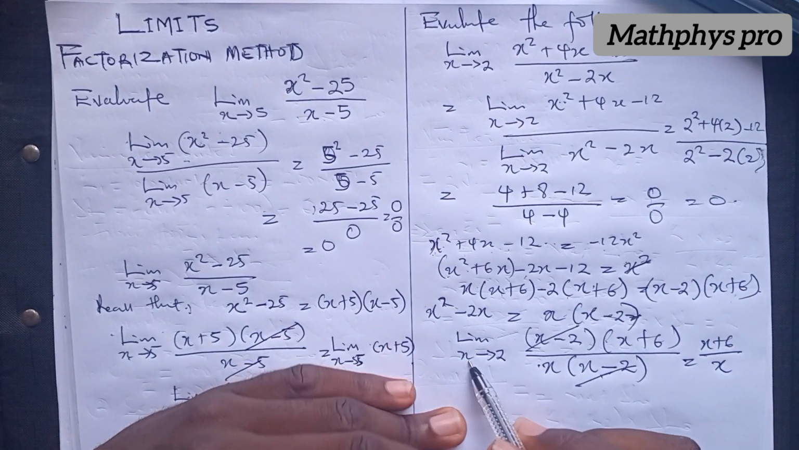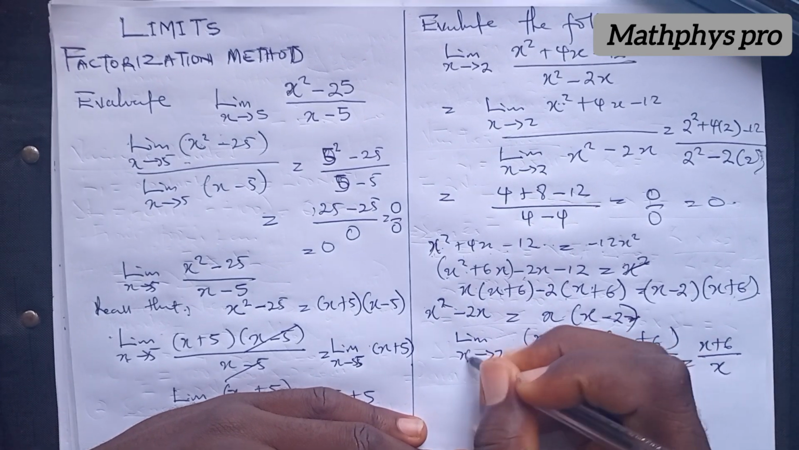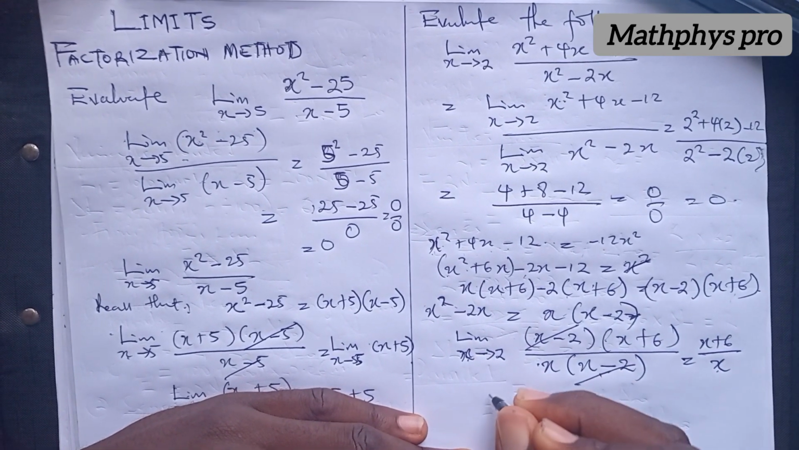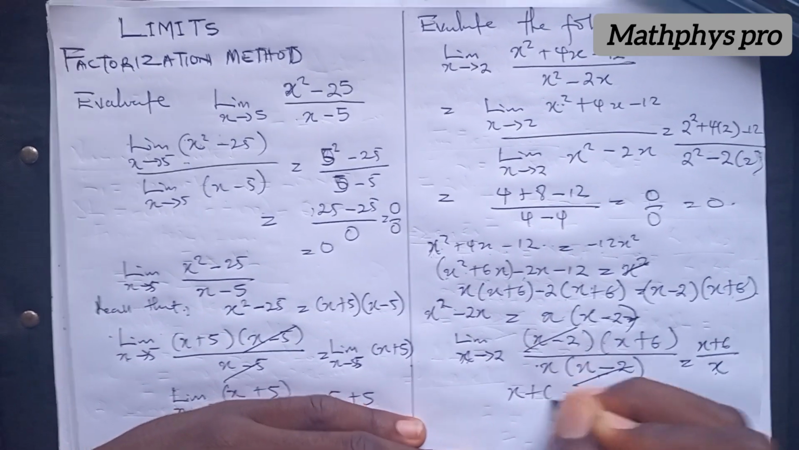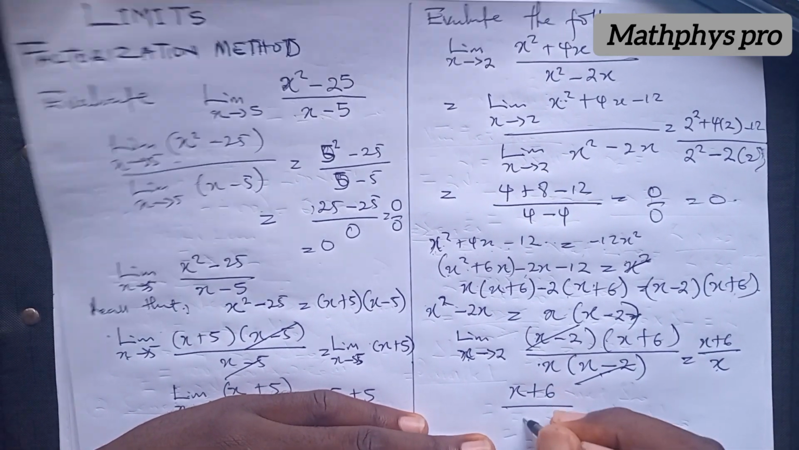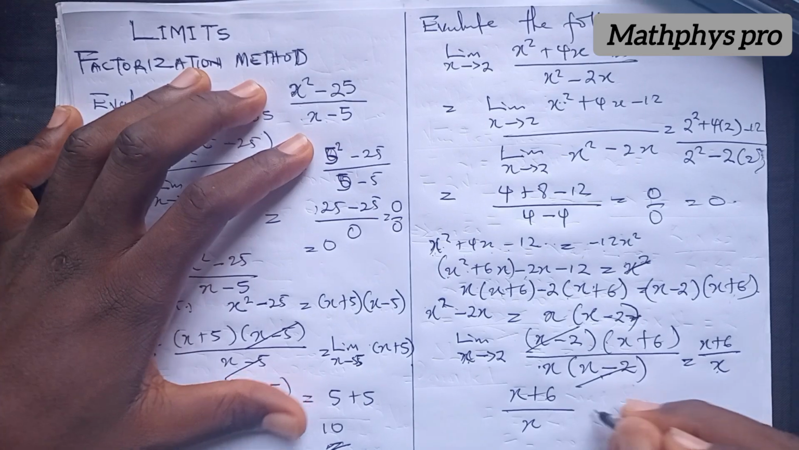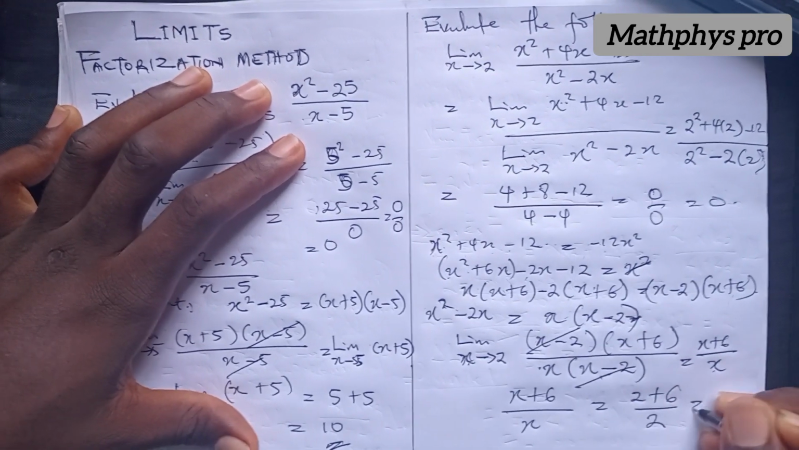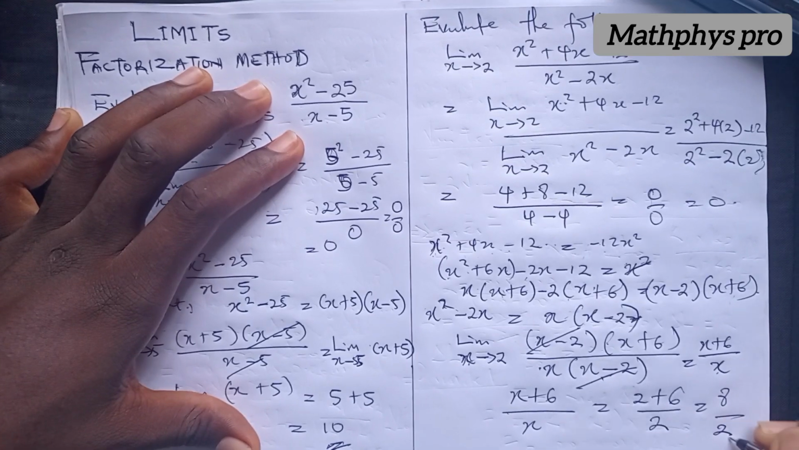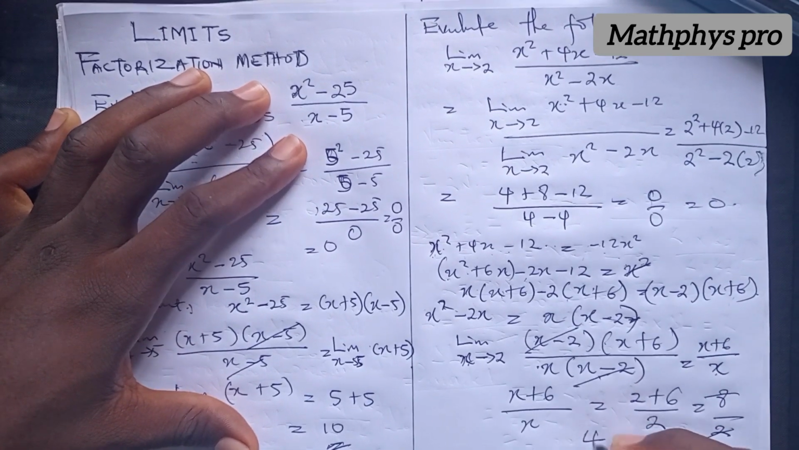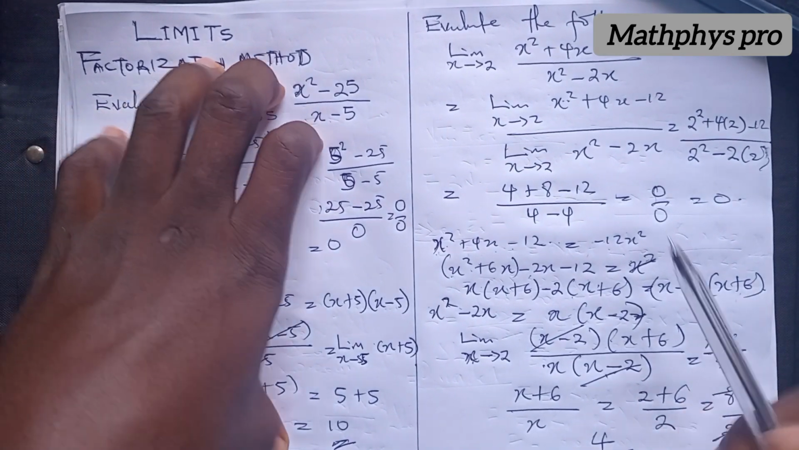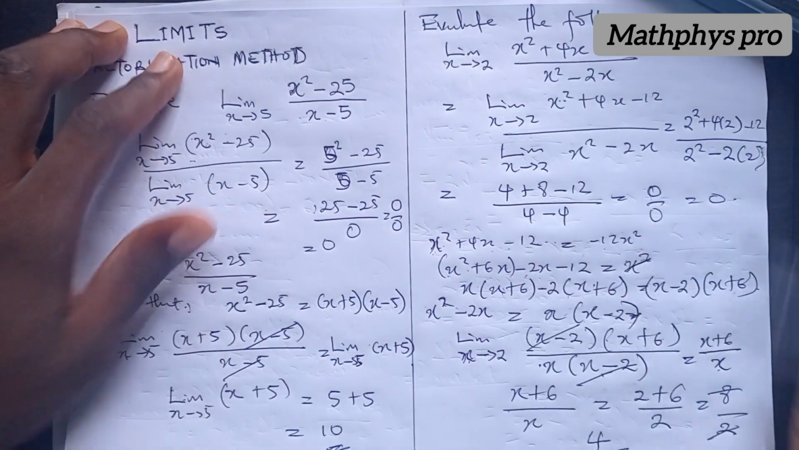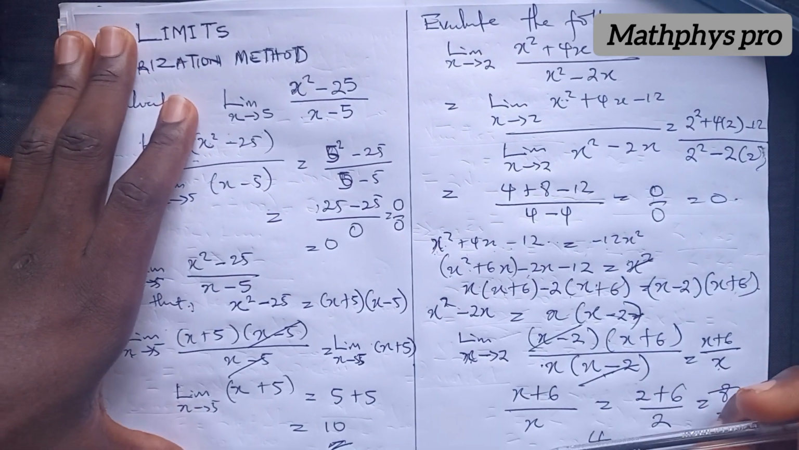So now we can substitute the value of x when x approaches 2. You will see wherever I say x, you put 2. So we have x plus 6 over x equal to 2 plus 6 over 2 equals 8 over 2. So our answer is what? 4.